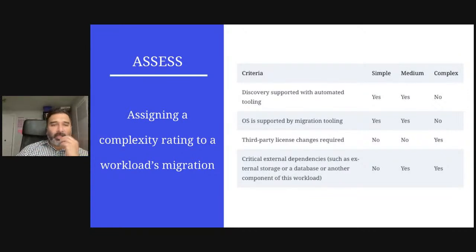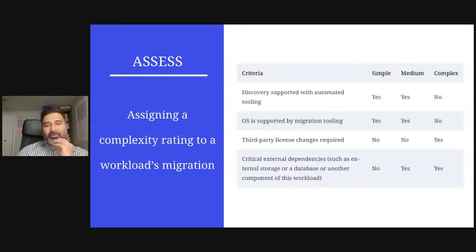An example would be, if any of these criteria for a medium or complex is met, that is the label you give that workload, right? Then you move on to the next, right? So questions you'd ask are, is discovery supported with automated tooling? Is the OS supported by migration tooling? Do I need third-party license changes and so on? Do I need external dependencies like an external storage or a database or another component? So all of these will end up in a situation where we've classified all of these, right?